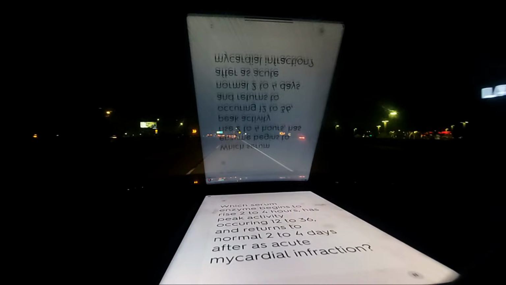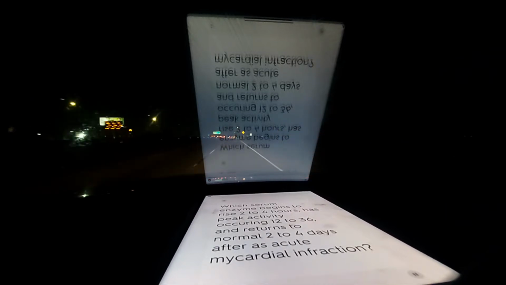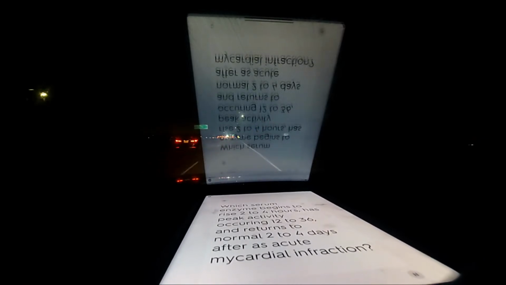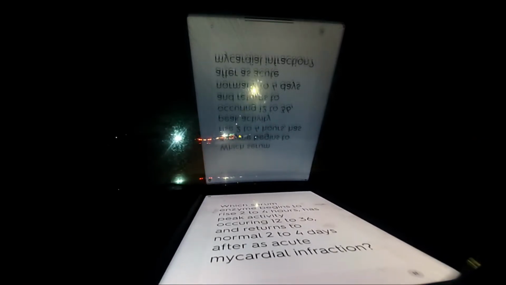Which serum enzyme begins to rise 2 to 4 hours, has peak activity occurring 12 to 36, and returns to normal 2 to 4 days after an acute myocardial infarction? Creatine kinase. What is the method of choice for confirming drugs detected by screening methods? Gas chromatography, mass spectrophotometry. Which of the following hormones is considered a glucocorticoid? Cortisol.